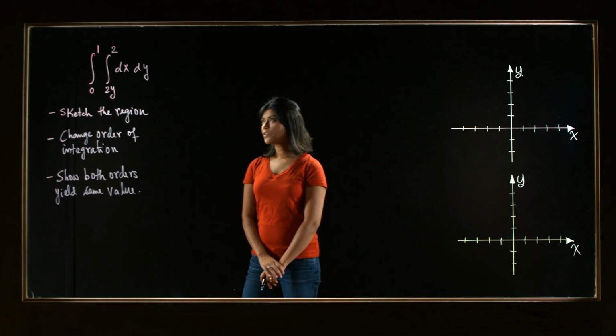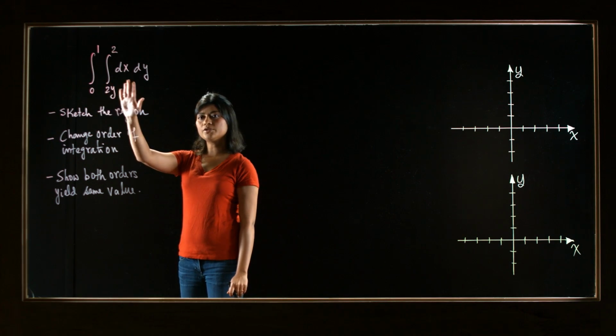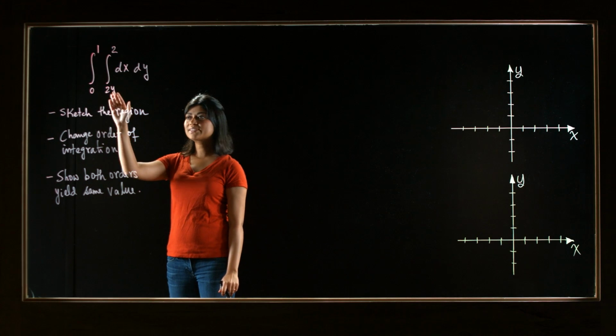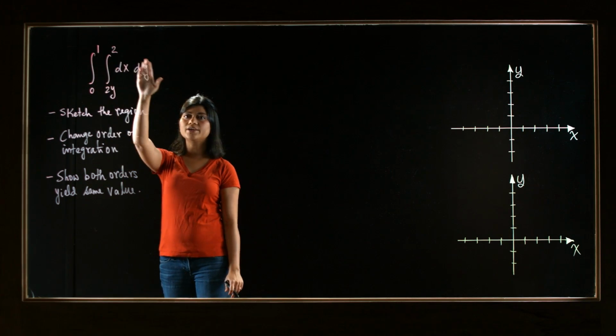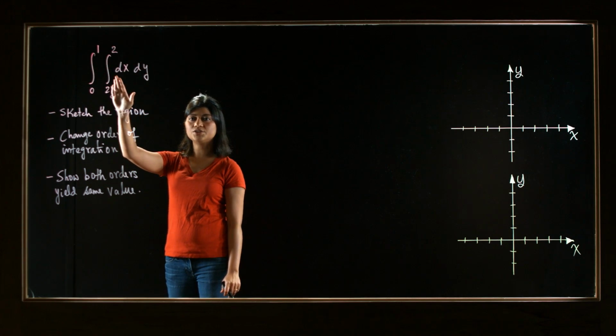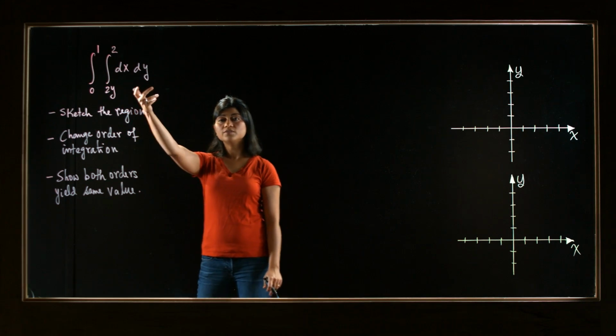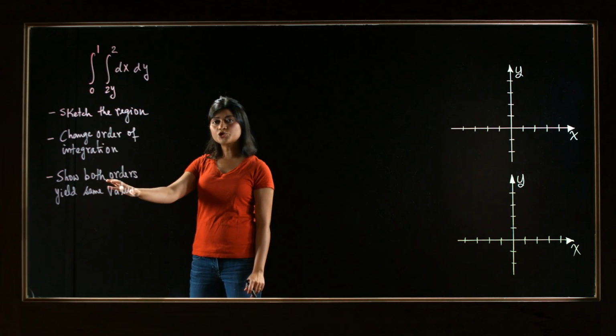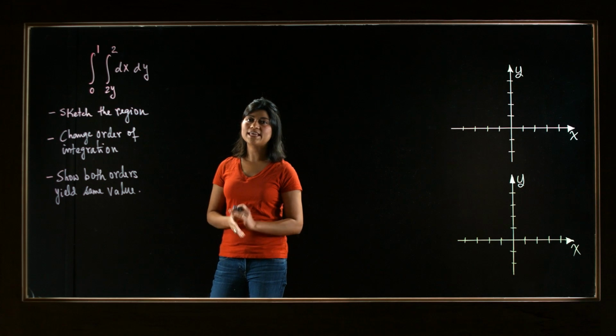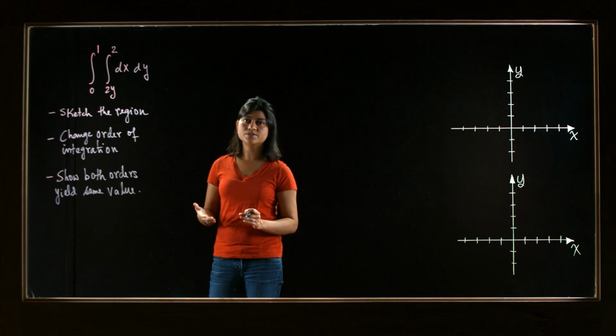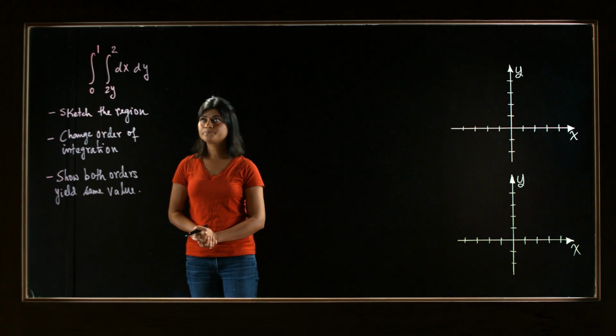In this problem, we have this double integral. We have to sketch the region whose area is given by this double integral. Then we have to change the order of the integration. And then finally, we have to show that both orders will give us the same value because they should give us the area of the same region.